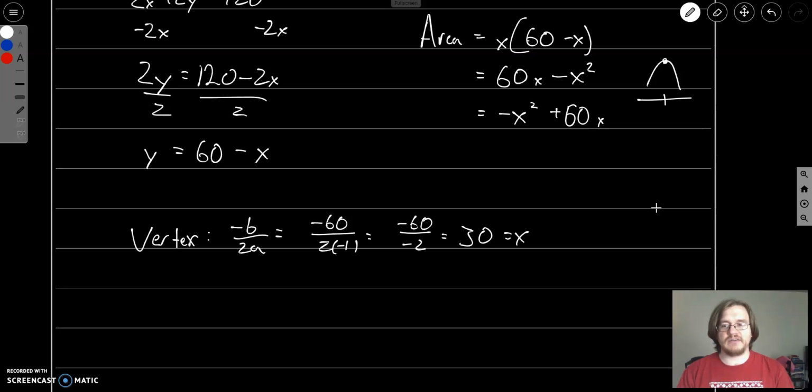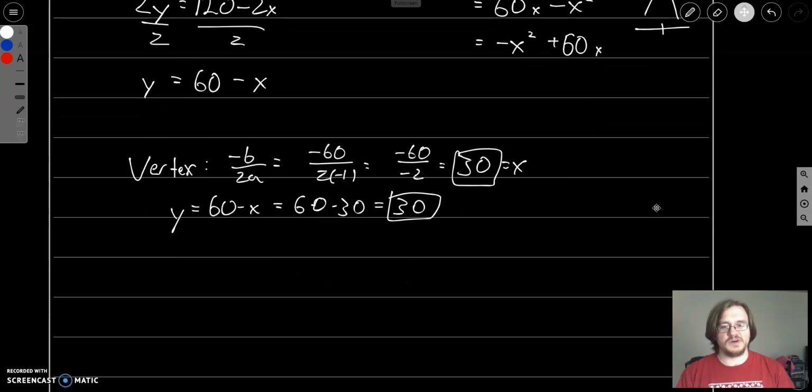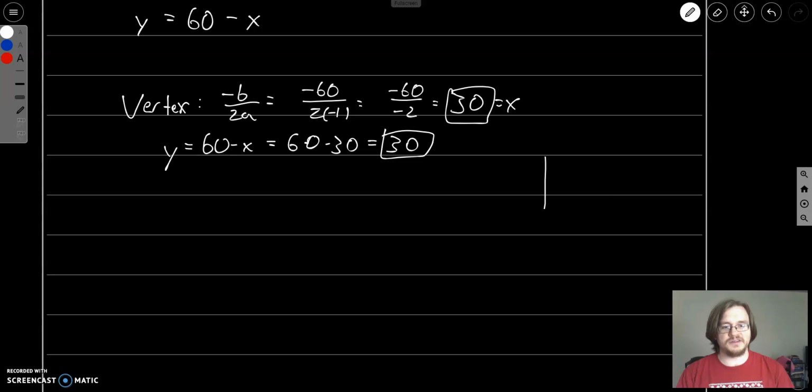But we know we have a formula for y as well. So y is just going to be 60 minus x, and 60 minus 30 is in fact 30 as well. So one interesting thing to notice is that if we have a rectangle whose side lengths are 30 and 30, what we have is a square. And in fact, we know the area as well. If this is going to be 30 yards and 30 yards, the area is going to be 30 times 30, which is 900 square yards.